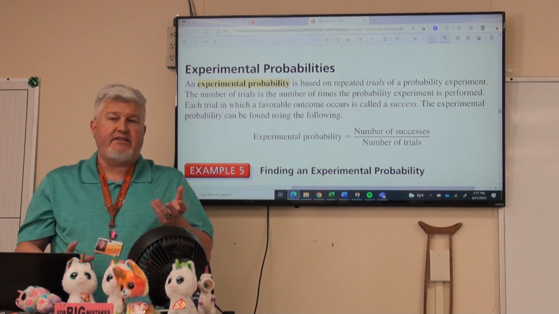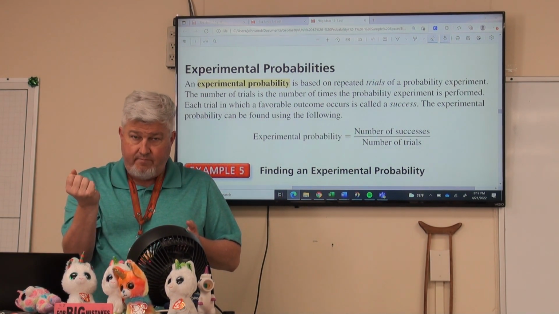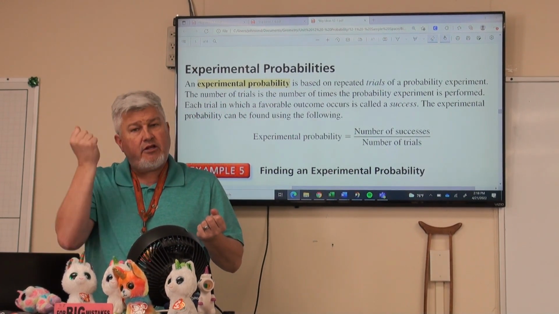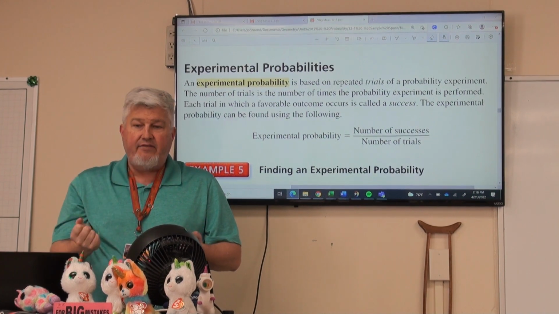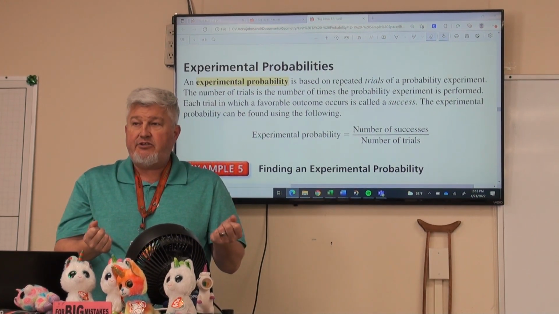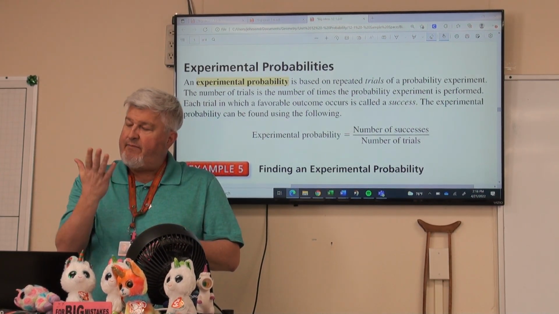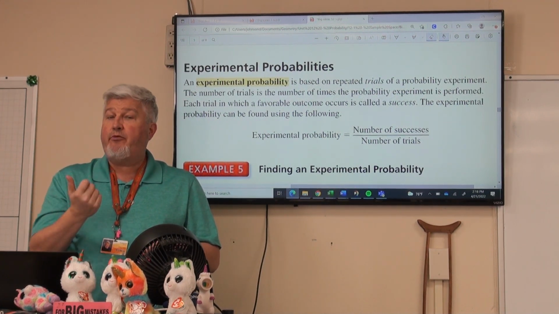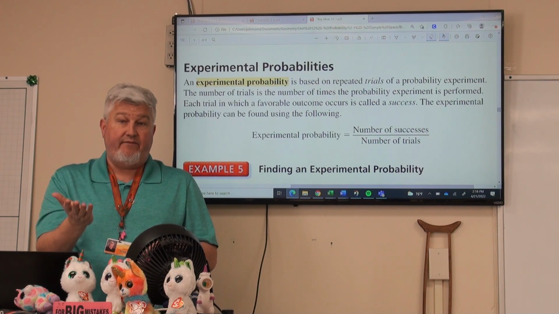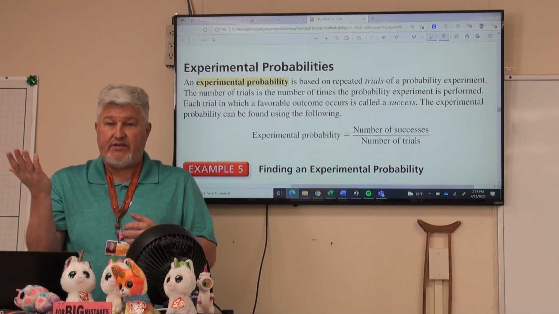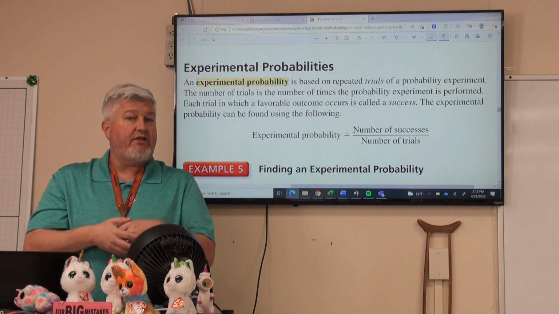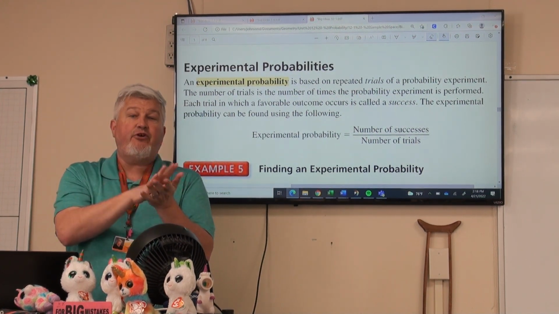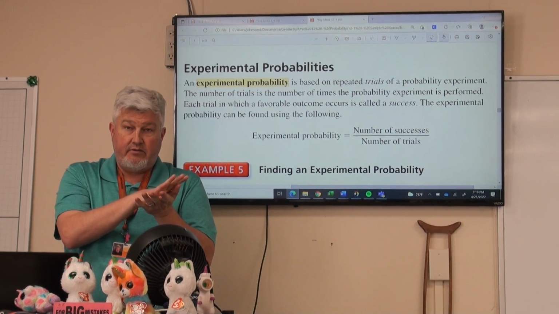So what this means is this: the difference between the theoretical and the experimental is that theoretical is what you would predict to be the case. The experimental is what actually happens. So let's say, for instance, Ollie, I'm going to flip one coin. What is my predicted theoretical probability of getting a heads when I flip that? 50%, right? 50-50.